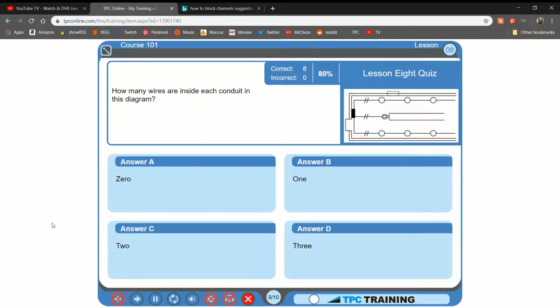How many wires are inside each conduit in this diagram? A. 0. B. 1. C. 2. D. 3. That is correct.